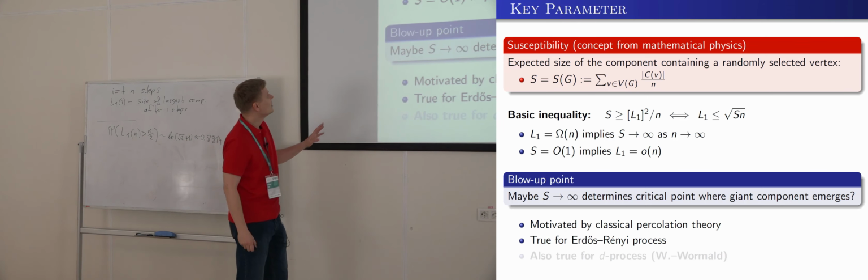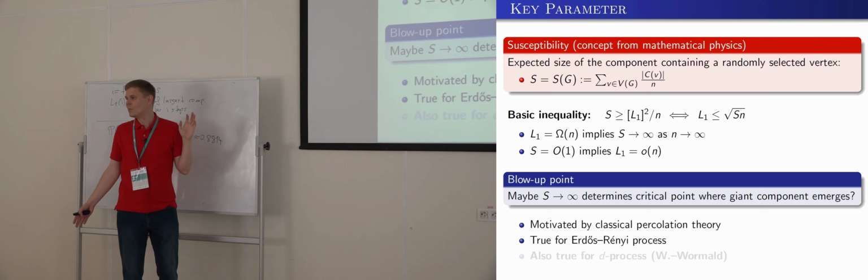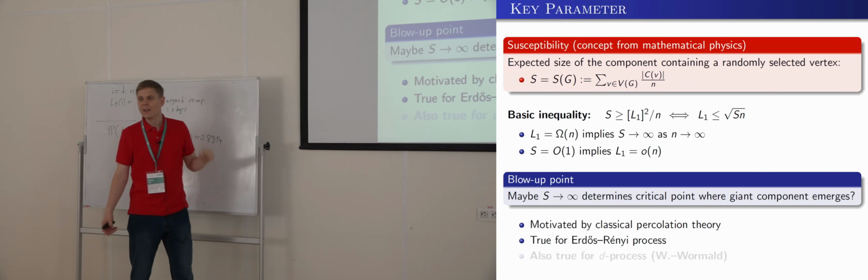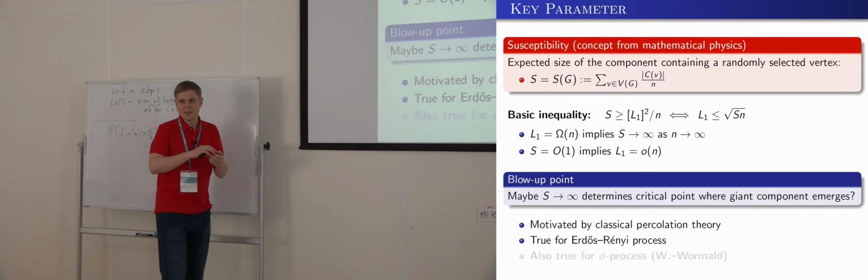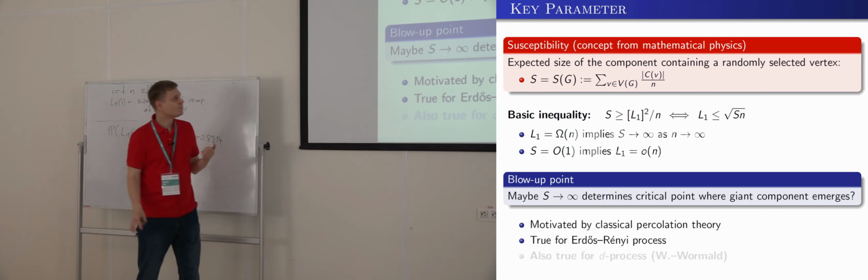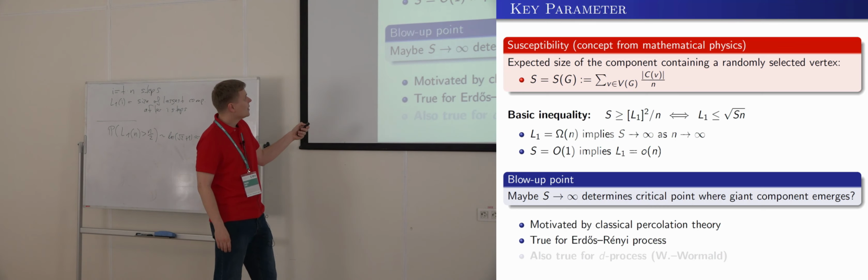Admittedly very rough, but some intuition. Imagine that you already have a linear size giant component, a component of size order n. Then by this inequality, the susceptibility will be of linear size, because this is order n squared divided by n. So in particular, as n tends to infinity, it will diverge. In other words, the existence of a giant component implies diverging susceptibility.